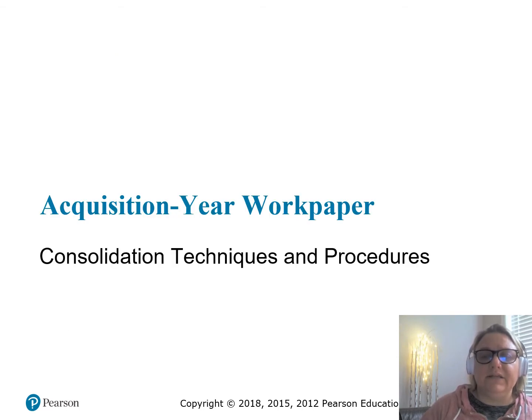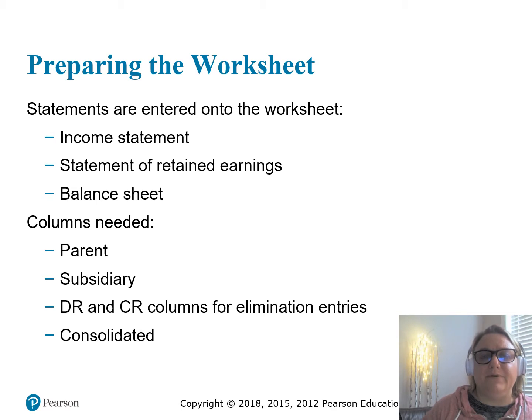So let's look at the acquisition year work paper. The things that we're going to need to prepare the worksheet are the income statement, the statement of retained earnings, and the balance sheet. We're going to use all these items for both parent and subsidiary. The parent stuff comes in, and we leave it alone other than its investment in the sub. The subsidiary is where we're going to be making the adjustments. Then debits and credits for consolidation entries, and a final column for everything consolidated.